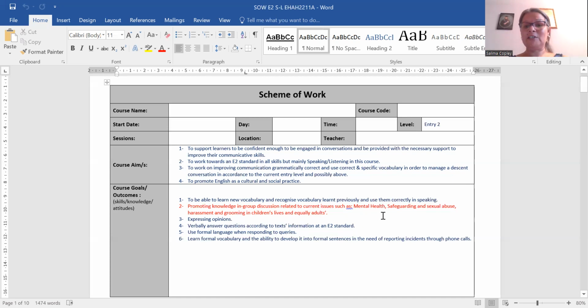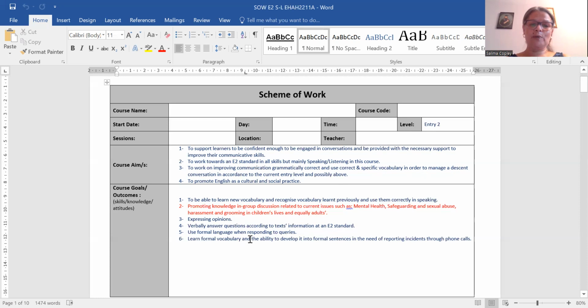Such as mental health, safeguarding, and sexual abuse, harassment, and grooming in children's lives, and equally in the lives of adults. Okay, so you are helping them to practice expressing their opinions and verbally answer questions according to texts and information at an Entry 2 standard. Well, this was my class, but you can always change it according to the entry of your class. What we mean by the entry is actually the level.